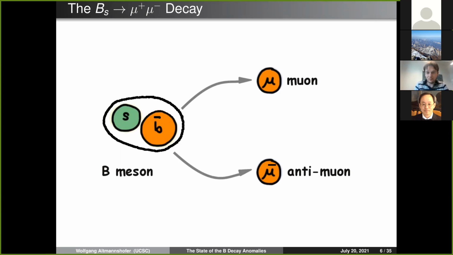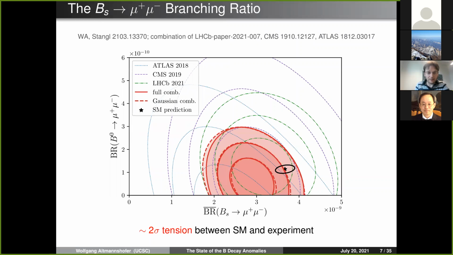And experimentally, what one does is look for muon-antimuon pairs and try to see a bump in the dimuon invariant mass spectrum at the mass of the B_s meson. What is shown in this plot is an average of the various experimental results. It is presented in the plane of the B_s to mu plus mu minus branching ratio and the B0 to mu plus mu minus branching ratio.